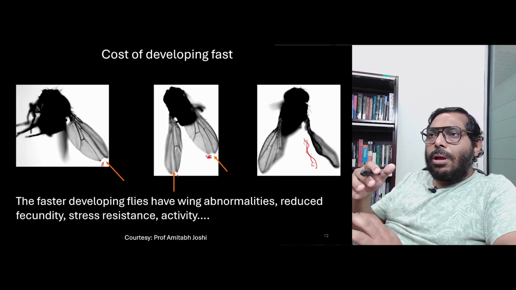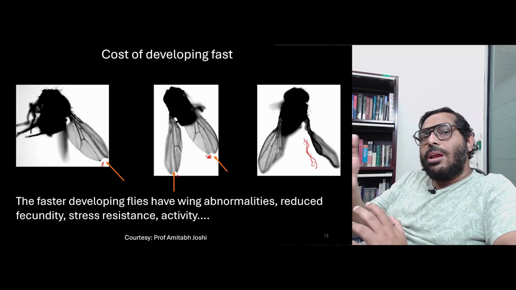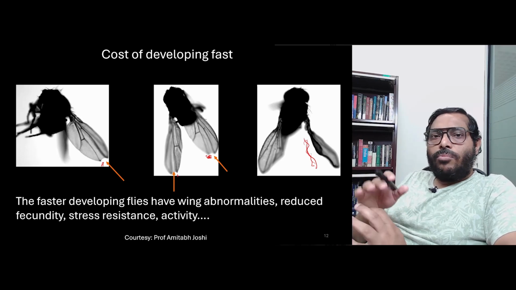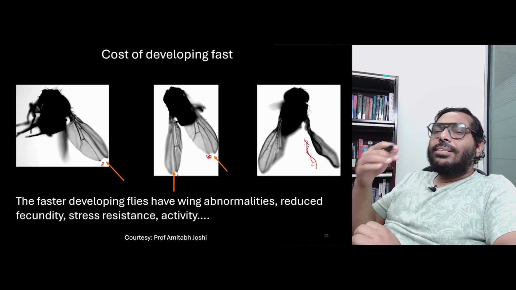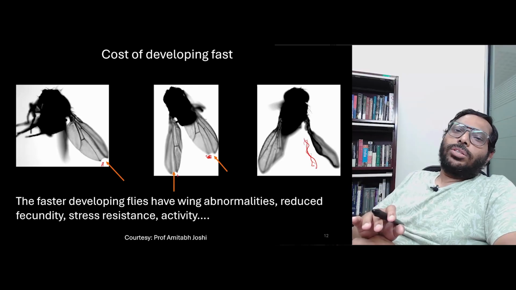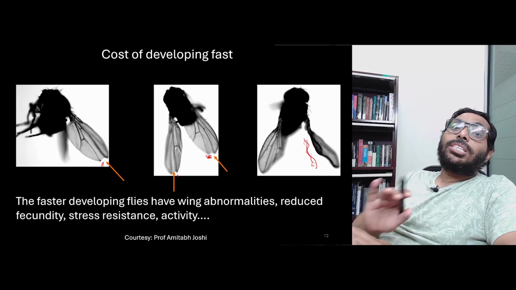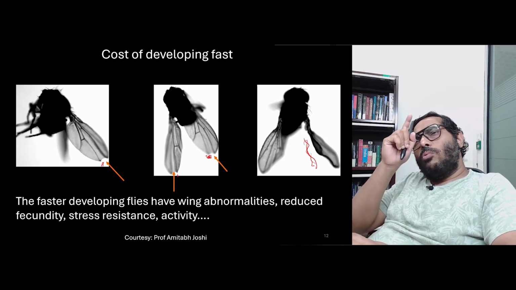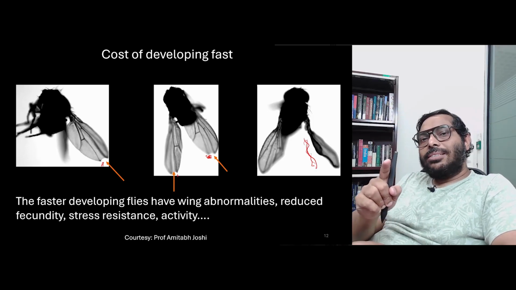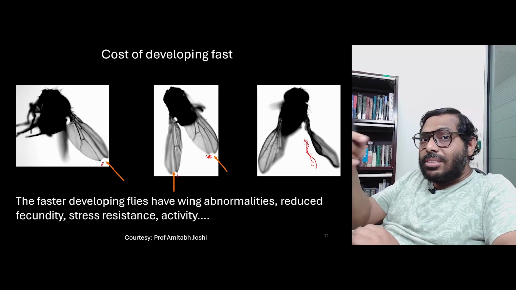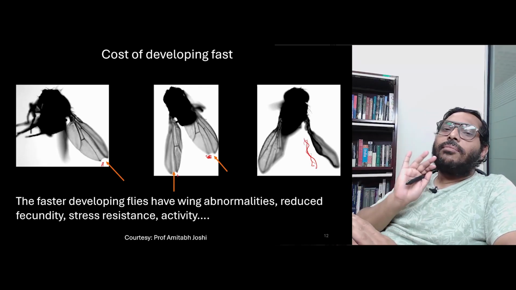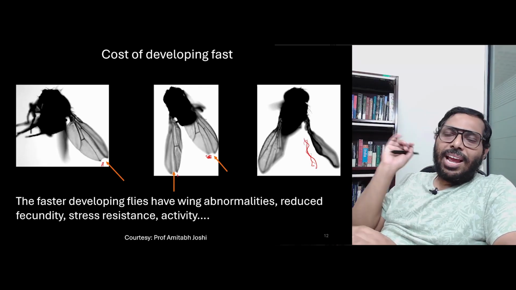Basically, along pretty much any direction that you look at in terms of the fly's life history, the flies have paid an enormous cost. They have become much worse along any axis, and yet along the one axis that matters in this regime, which is developing fast, these guys are the world champions. They develop faster than anybody else, right?